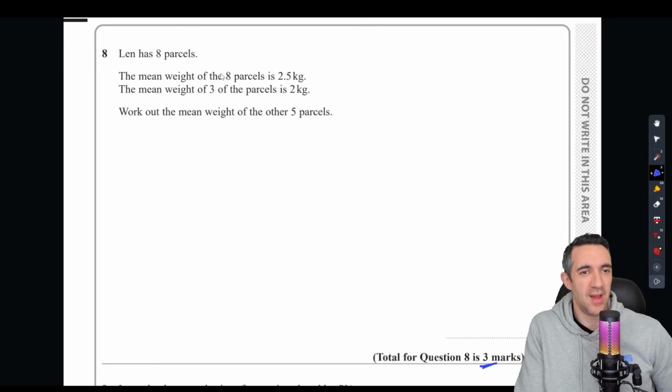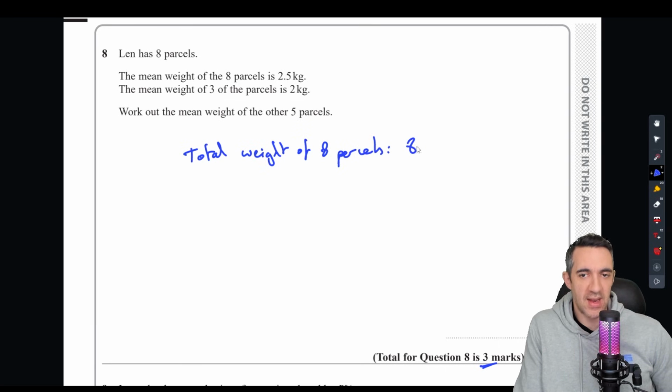That should be okay. So for the 8 parcels, so total weight of 8 parcels, that's going to be my 8 times 2.5.